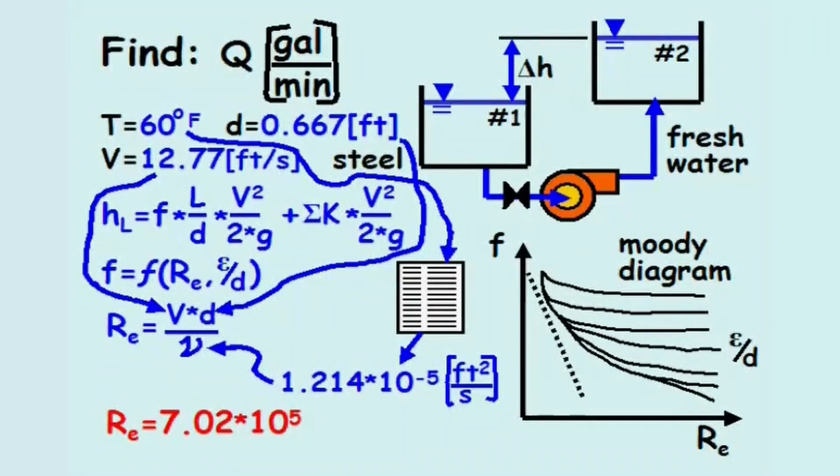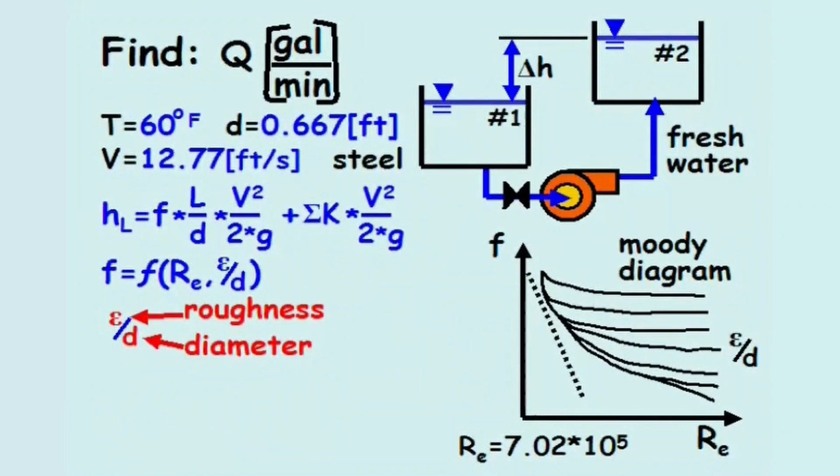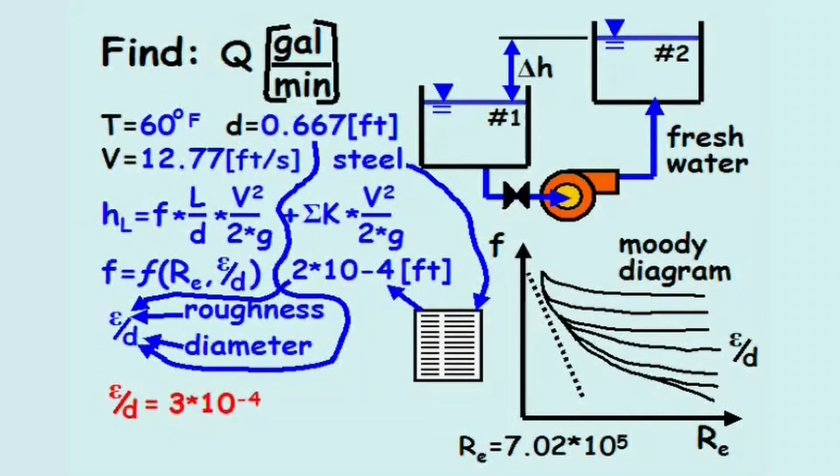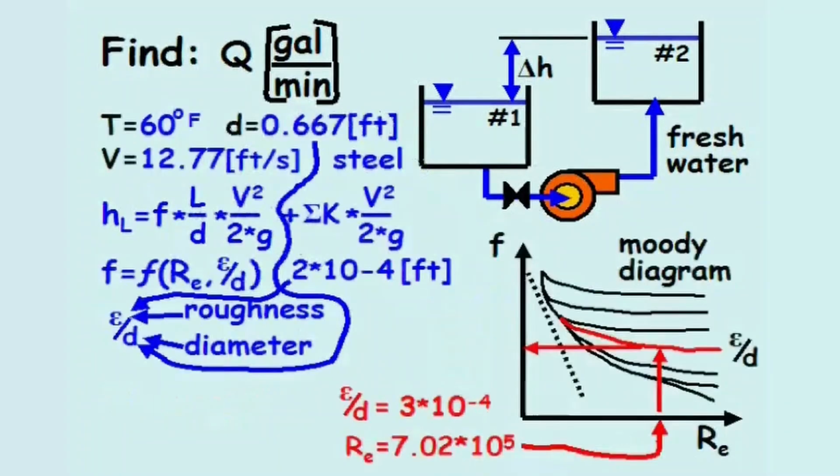The relative roughness equals the roughness distance, epsilon, divided by the inside pipe diameter, d. Based on the pipe material, the roughness can be looked up in a table of values, and for steel, the roughness equals 2 times 10 to the negative fourth feet. Knowing the diameter already, the relative roughness computes to 3 times 10 to the negative fourth. With knowledge of Reynolds number and the relative roughness, the friction factor equals 0.016.